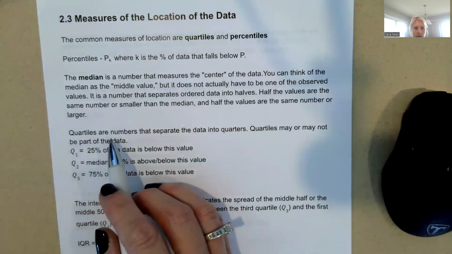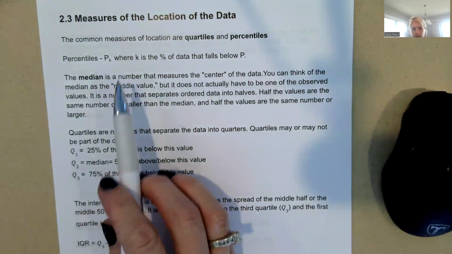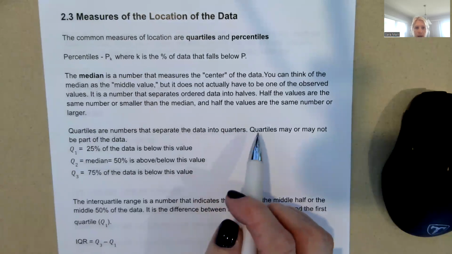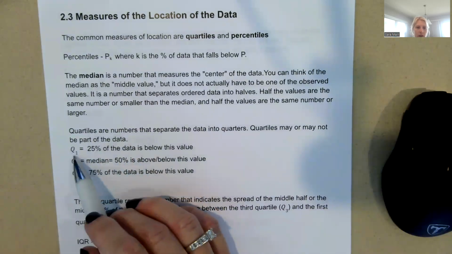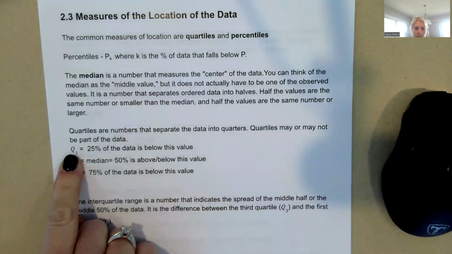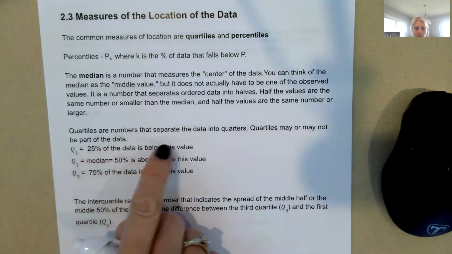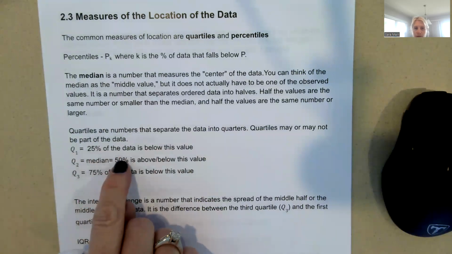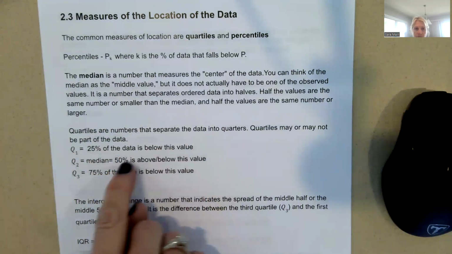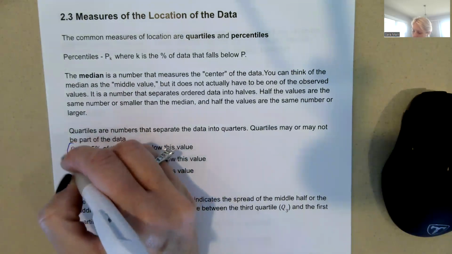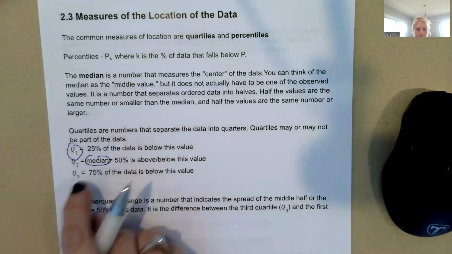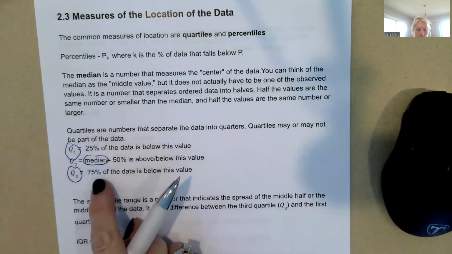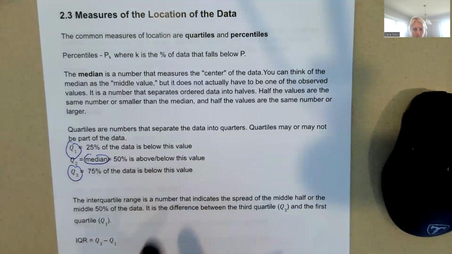Quartiles are special percentiles. They are numbers that separate the data into quarters. Quartiles may or may not be part of the data. Q1, as we're going to write it symbolically, is where 25% of the data is below this value. Q2 is the median, where 50% is above and 50% is below. We will reference Q1 and the median; I rarely will say Q2, I'll just say median. And then Q3 is where 75% of the data is below this value.